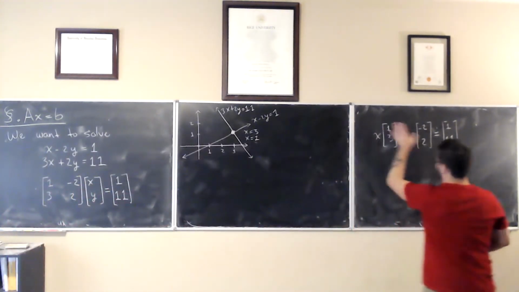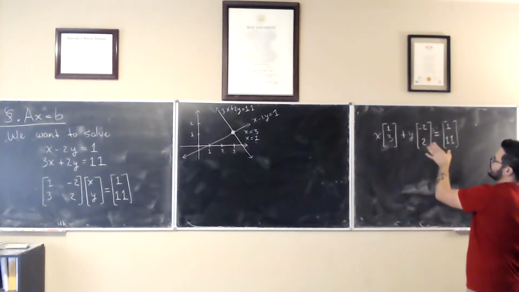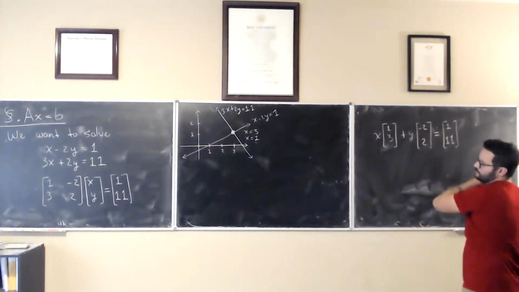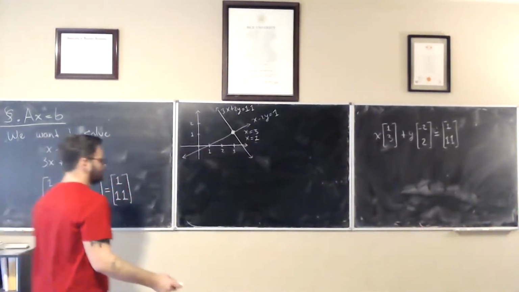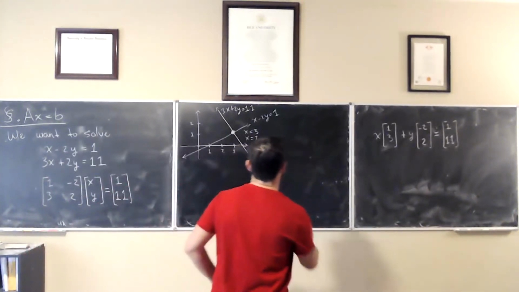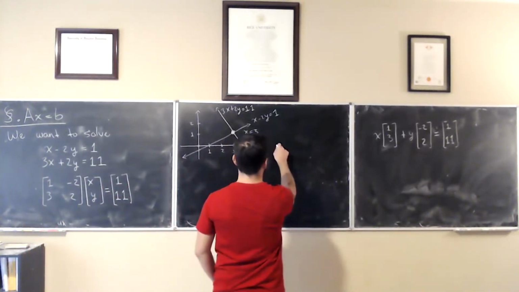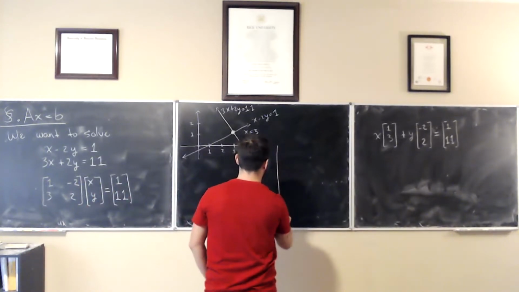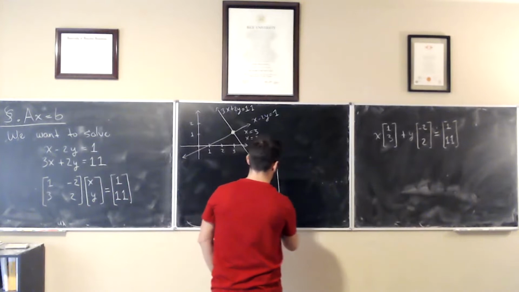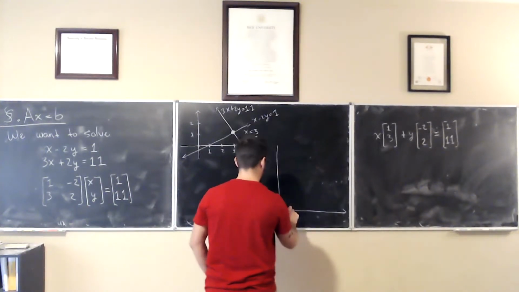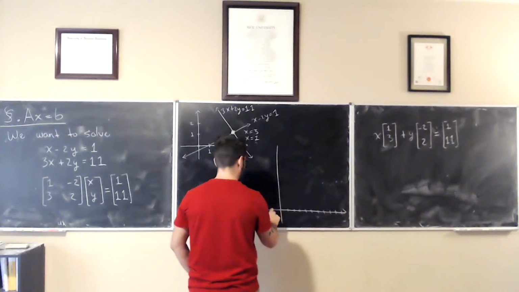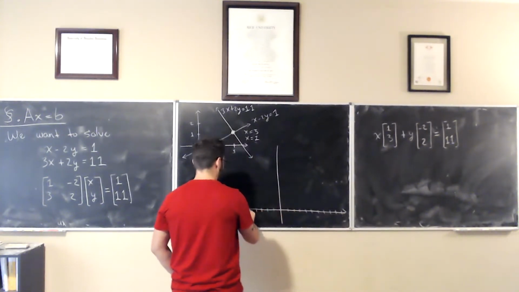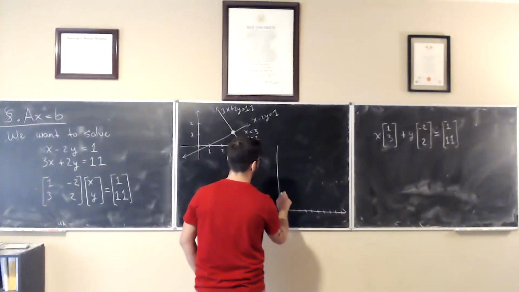So what is this picture saying? This is a linear combination of column vectors equaling another column vector. So that picture, I can just draw it out.